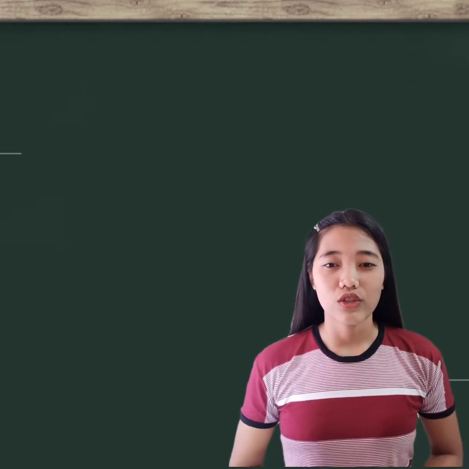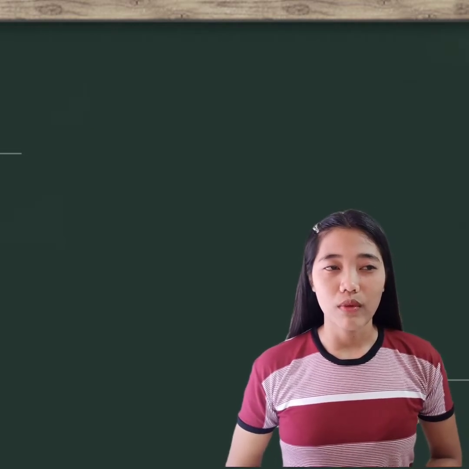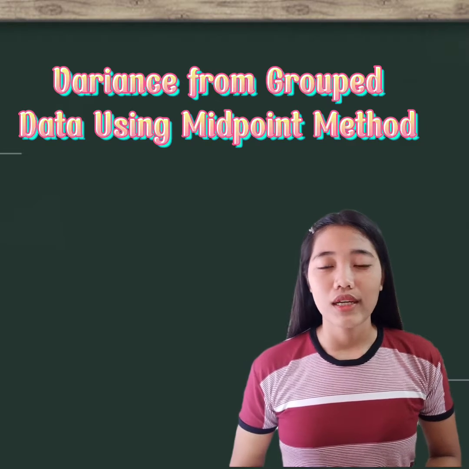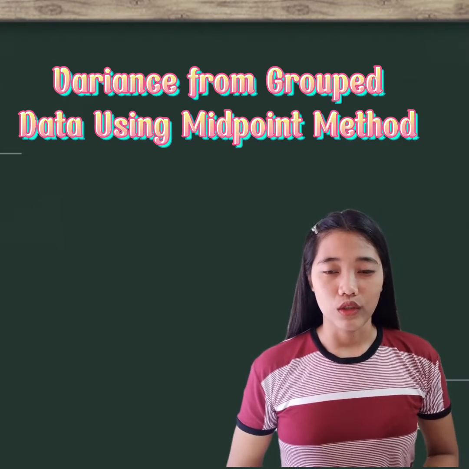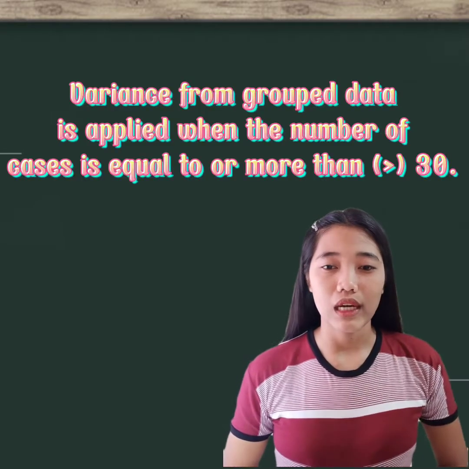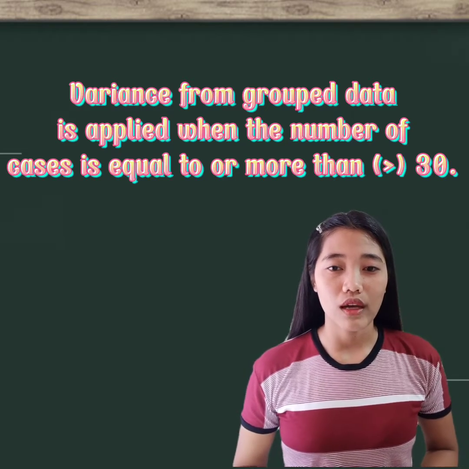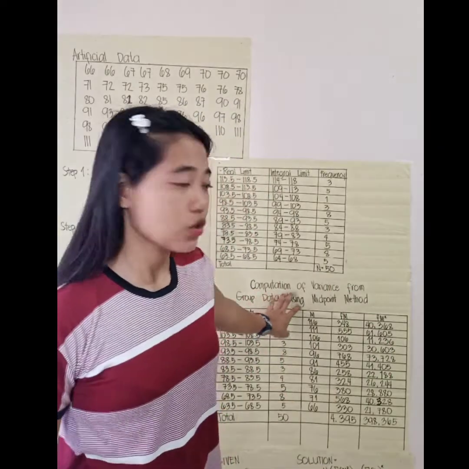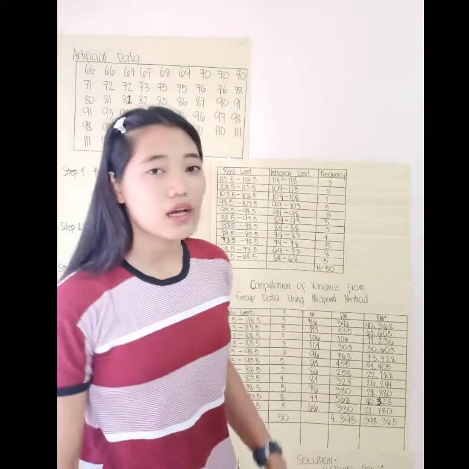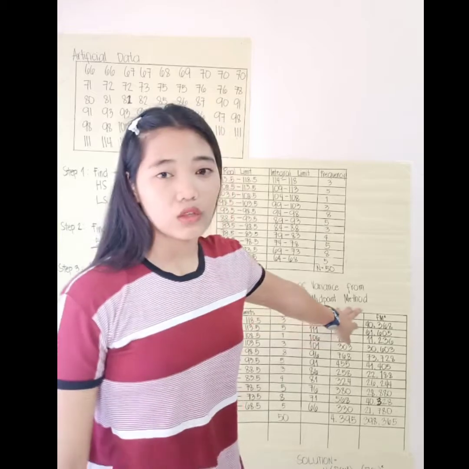For today's discussion, I am going to discuss variance from group data using the midpoint method. Variance from group data is applied when the number of cases is equal to or more than 30. As you can see here, we have the computation of variance from group data using the midpoint method.